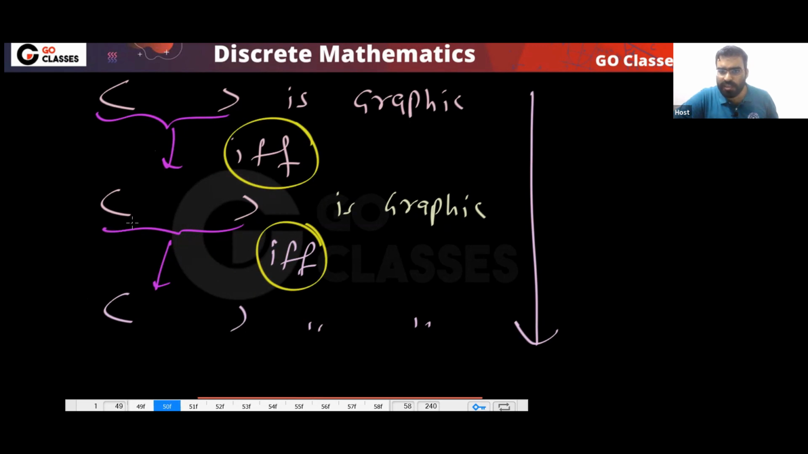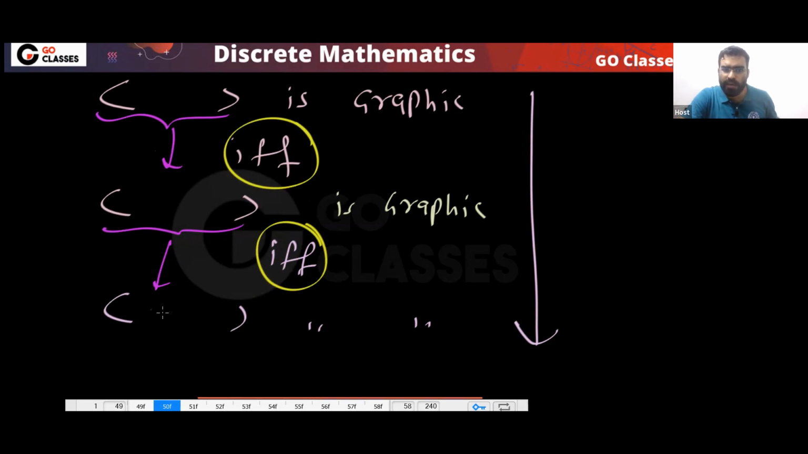Havel Hakimi does not say anything about connected. Yes, it does not say anything about connected. Very simple, just can you create a simple graph? That is the idea. So you can stop anytime.